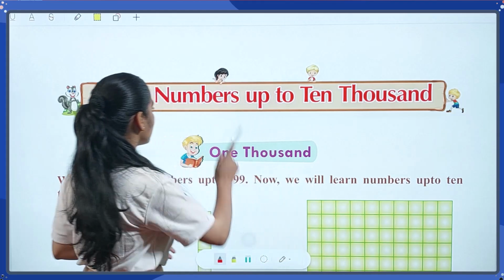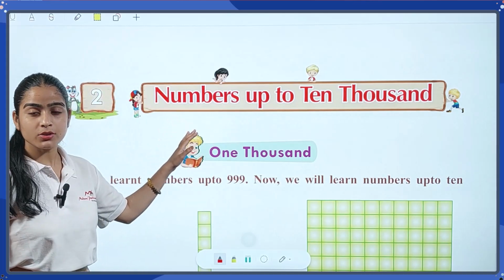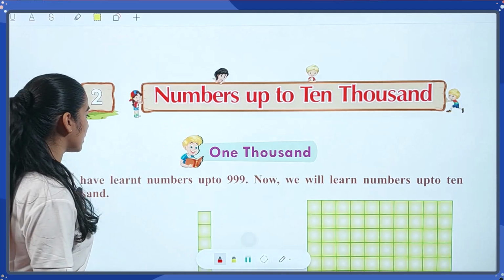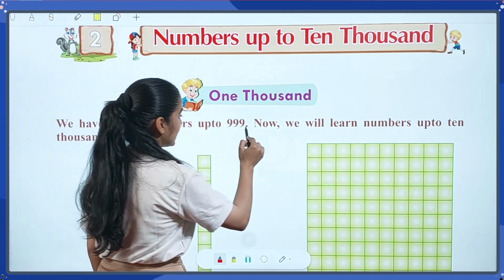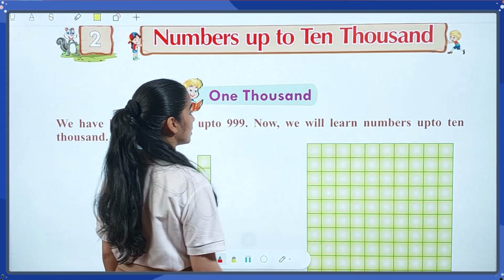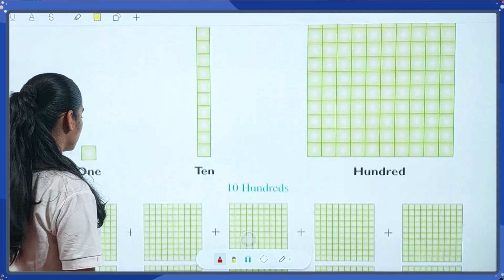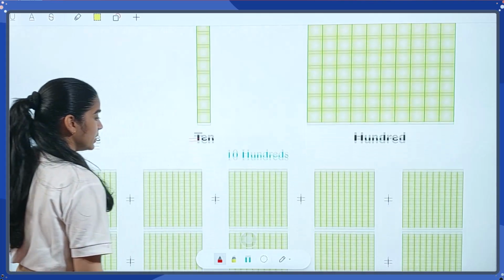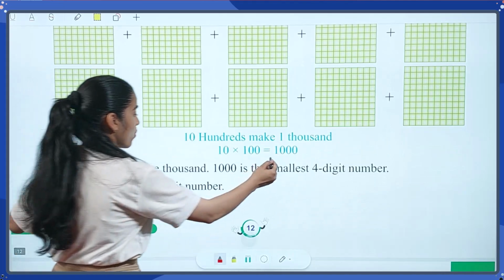Today we have numbers up to 10,000. So in this, what are we going to learn? We are going to learn about the numbers up to 10,000. We have learned numbers up to 999. Now we will learn numbers up to 10,000. If we take 10 hundreds, it will be converted into 1000.